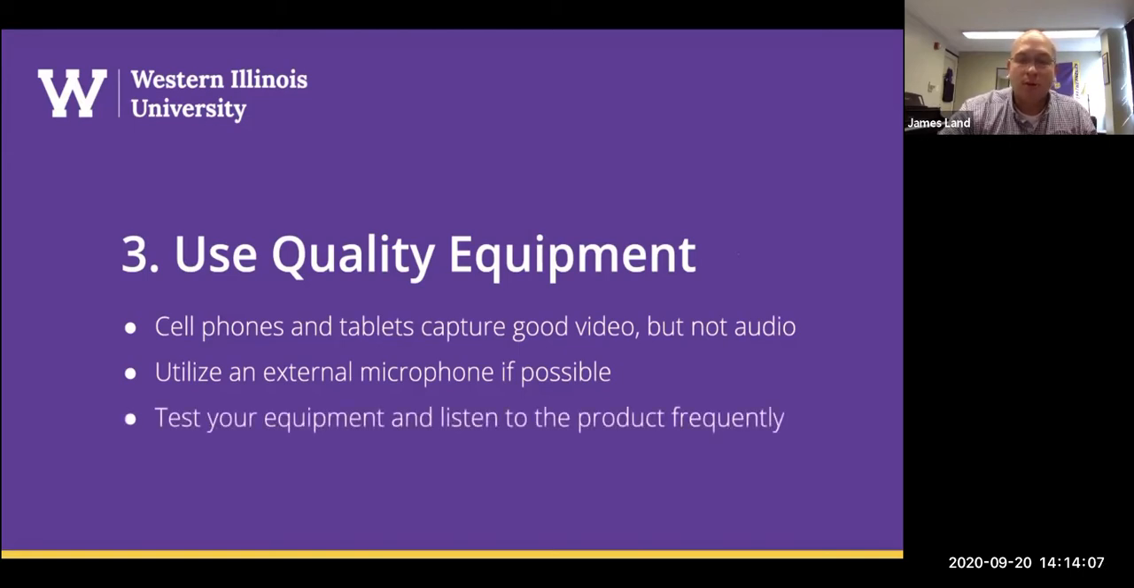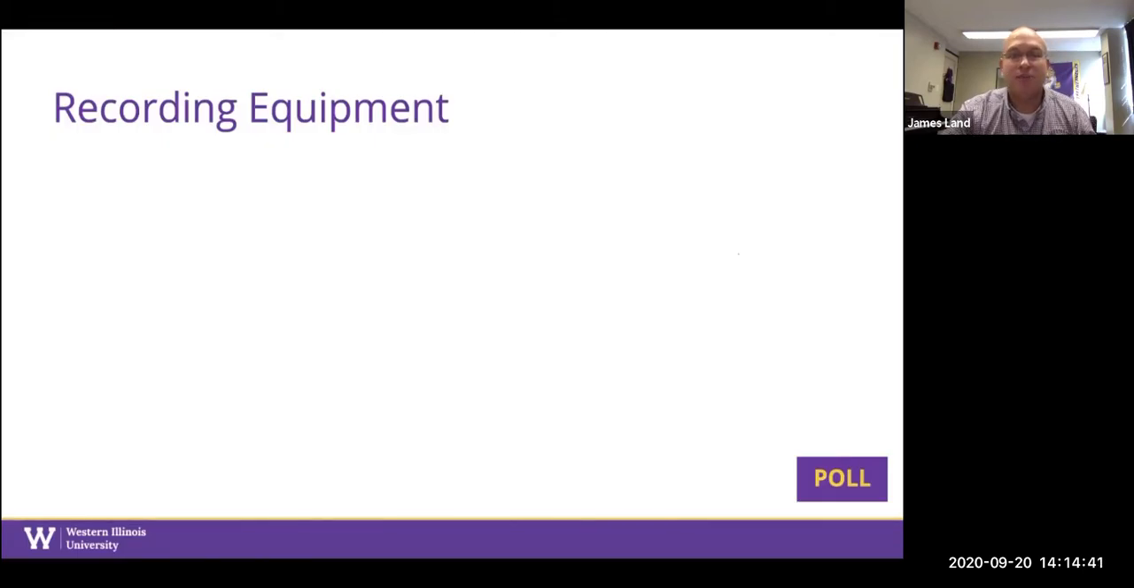Before you record, and this goes back to recording frequently, you want to test your equipment and listen to the product frequently. Whenever you're practicing or recording, make sure that your microphone is properly set up, that it's properly connected to your phone or computer, and that you listen back frequently to make sure you're happy with the way it sounds, okay? And then once we've got good equipment, we want to make sure that we place our microphones appropriately, okay? And that's a big thing that we're going to talk about in just a few minutes.